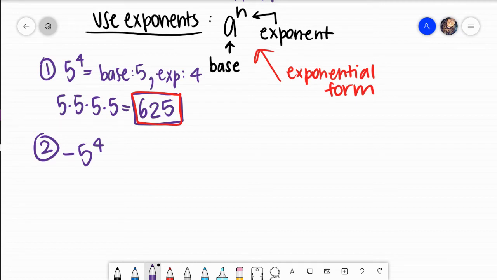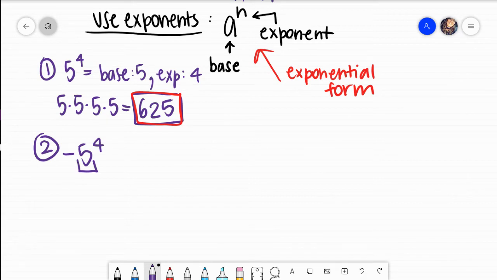I want you to notice that this is still similar to problem 1. It's actually the exact same thing. The actual value being raised to the 4th power, or the exponent of 4, is just the number 5. Yes, there is a negative sign right here, and when you evaluate this, you do take that into consideration at the end. Okay, I'm going to do another example, which will show you when that 5 is included with that negative sign.